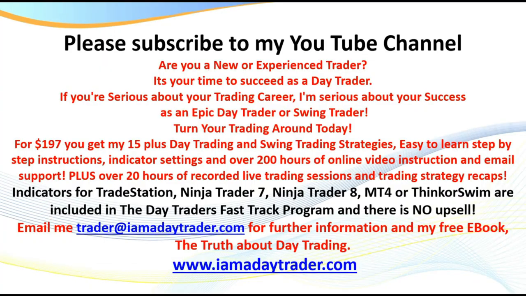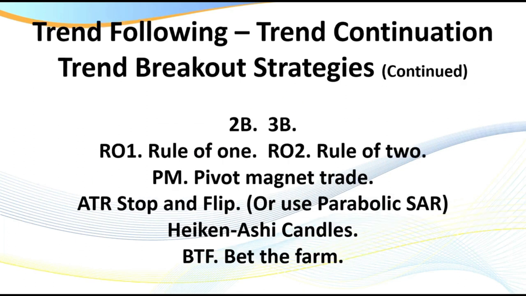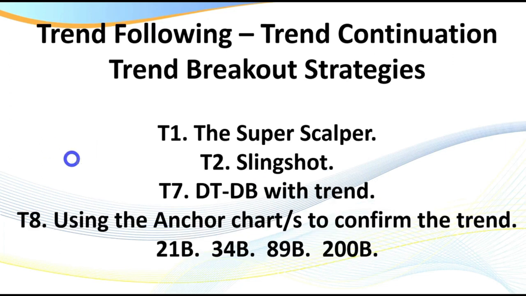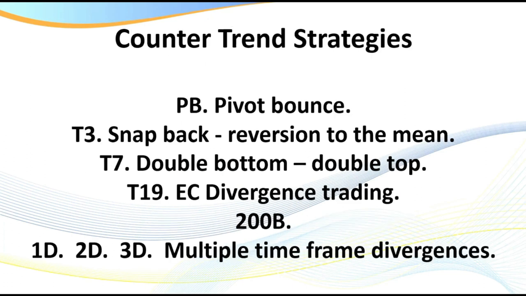Now in the Day Traders Fast Track program, I teach you over 15 different strategies, but we keep it simple to begin with. What I want you to focus on is the 34B to begin with. It's incredibly high probability. Okay, you start with the 34B and the 2B. Both of those, 3B is great too, but that means you've got to have three time frames. We start with those. And then you'll move across to the rule of one and others. All right, once again, they're all rules-based strategies. Then, when you're ready, we start with counter trend strategies.